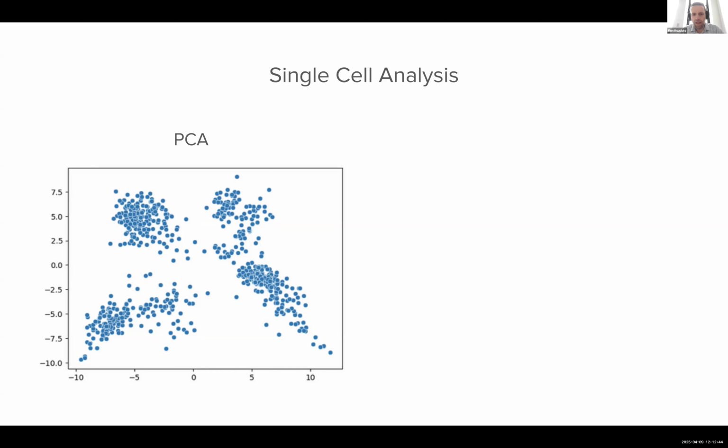But here I've taken PCA and applied it to a single cell data set that has lots and lots of samples in it. It's a relatively small one, but it still has lots of samples. And we can see that there's information here. There may be some groups of cells coming out that we can kind of see, but it's a little bit noisy.